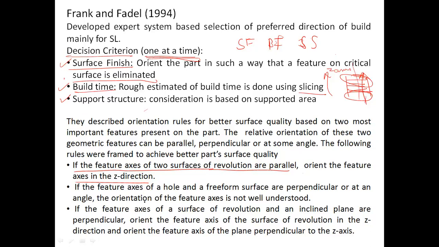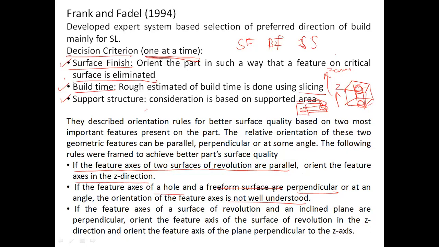Secondly, if the feature axis of a hole and a freeform surface are perpendicular. Now, suppose you have a simple cube. I'm not taking a complicated surface. I'm going to explain this through simple surfaces, and it has a through hole, a genus to be very precise. Now, if this has a through hole, don't orient it in this pattern. Rather, the orientation of the feature axis is not well understood.